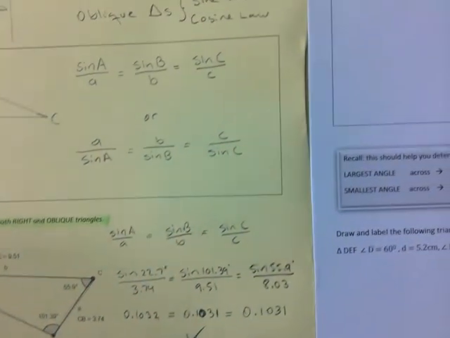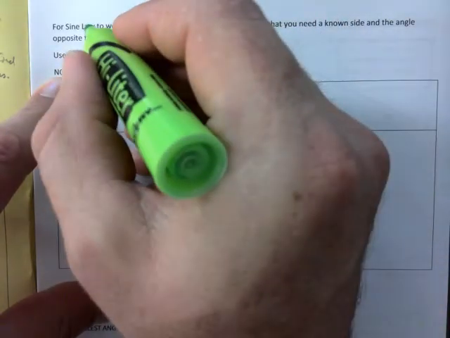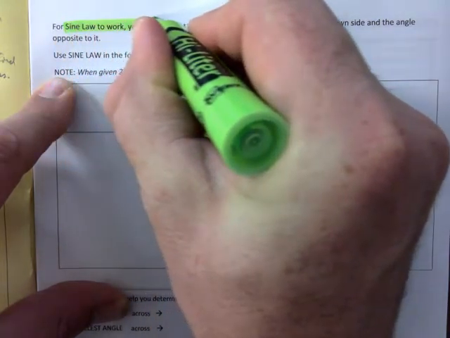Let's continue on here. So there are three cases that you should recognize. This is sine law. But the most important thing is this, guys. This is how you know that you need to use sine law. For sine law to work, you need at least one pair. Sometimes it's not very obvious, but if you can somehow find a pair, like an angle-side pair, you have to use sine law.